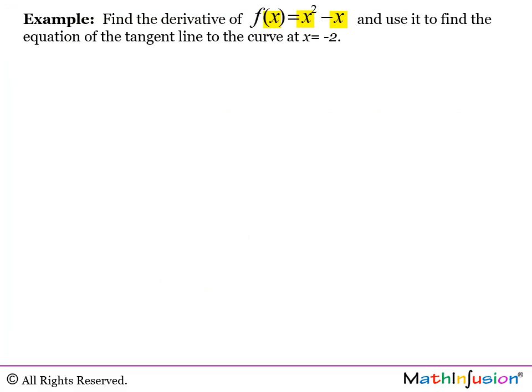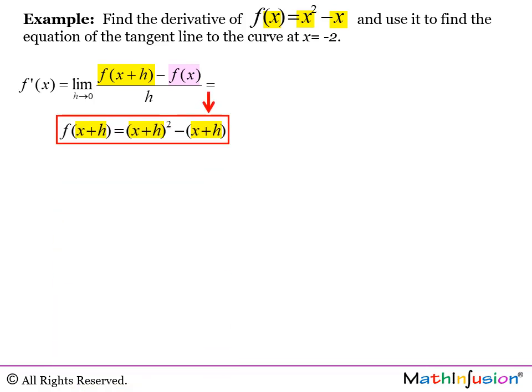Example, let's find the derivative of the function x to the power of 2 minus x and use it to find the equation of the tangent line to the curve at x equals -2. So we will start with a setting for the derivative of a function. This is the limit as h approaches 0 of f(x plus h) minus f(x) over h. So the more difficult part is f of x plus h. I'm just copying the function and I'm replacing all the yellow cubes of x by x plus h.